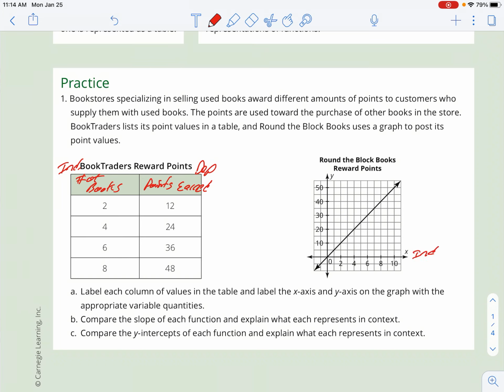On the graph, same thing happens. X is always your independent, which in this case is the number of books. And the Y is the dependent, which in this case is the points earned.